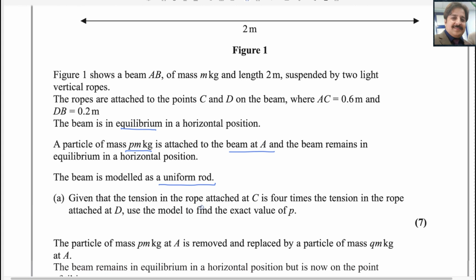Given that the tension in the rope attached at C is 4 times the tension in the rope attached at D, use the model to find the exact value of P. This question is of 7 marks.